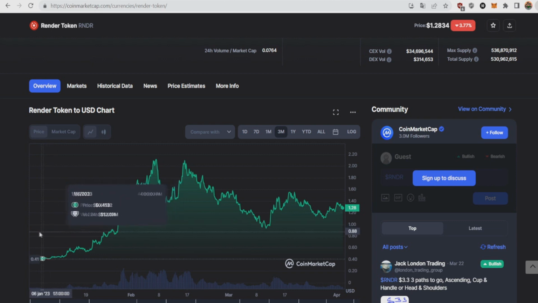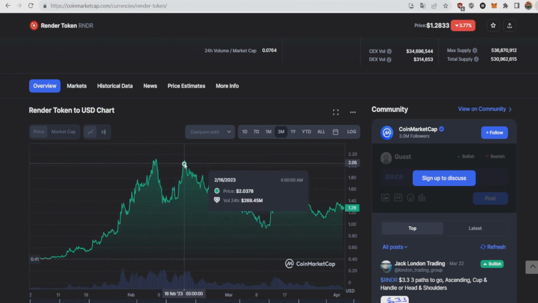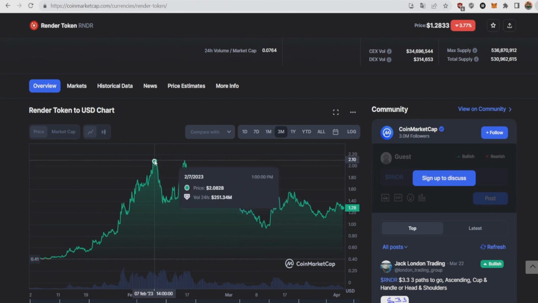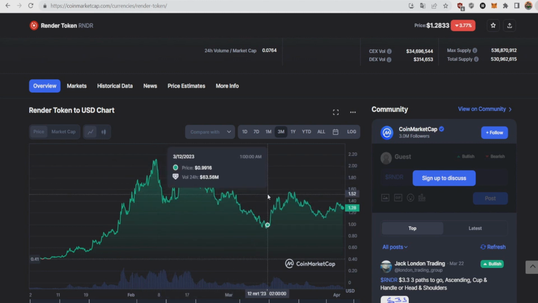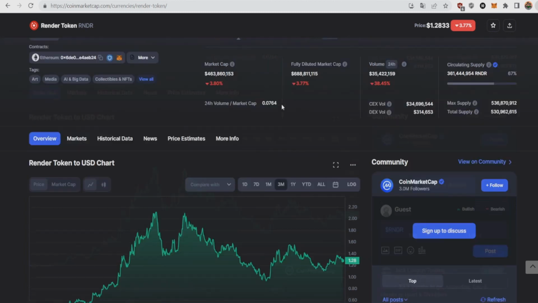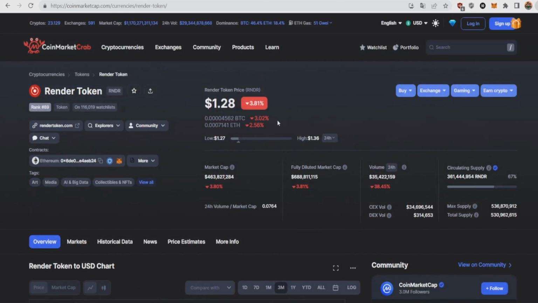before 2023, or in the beginning of 2023, Render did a massive uptrend from 40 cents all the way to $2.10, so more than a 5x. After that, it went on a downtrend, but only reached like 94, 95 cents, and then it's going back up. But I think it's going to go much higher, and I'm going to tell you right now why.